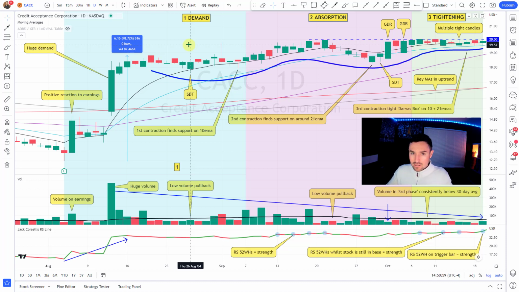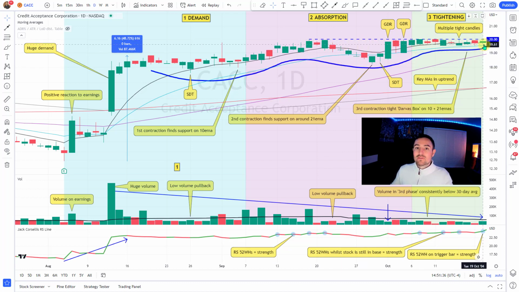What do I see occur time and time again, especially in the better basing patterns, the better instances of flags, VCPs, cup and handles? So this third and final part, the tightening, in my interpretation, and this is a very long way of getting to the actual point, is that it's now ready. The composite operator has got the stock in the position they want it in. They have built out the pivotal point. They have absorbed the supply. They have shaken out the weak hands in the prior phases. The stock is now in the proverbial gate, and it's ready to run the race.